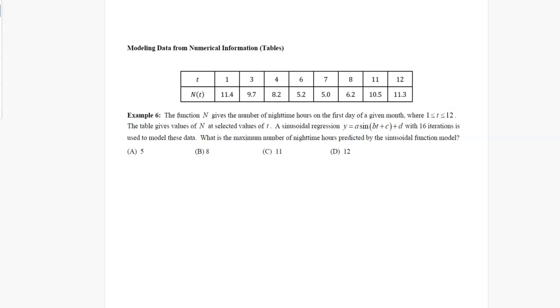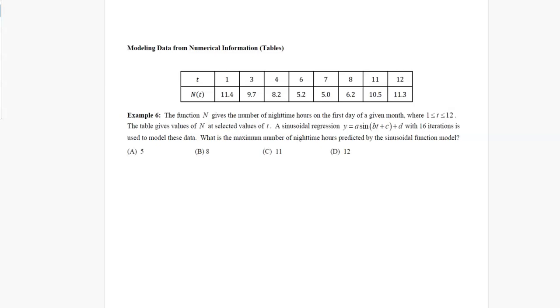All right, the last one. The function n gives you the number of nighttime hours in the first day of a given month for the first 12 days. The table gives n at selected values of t. The sinusoidal regression with 16 iterations is used to model this data. What is the maximum number of nighttime hours predicted by the sinusoidal function model?